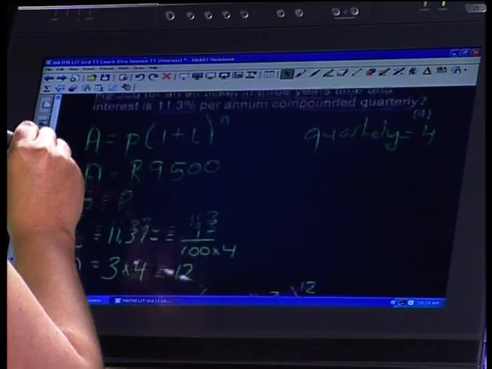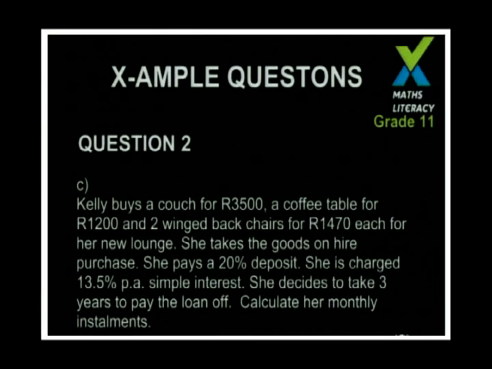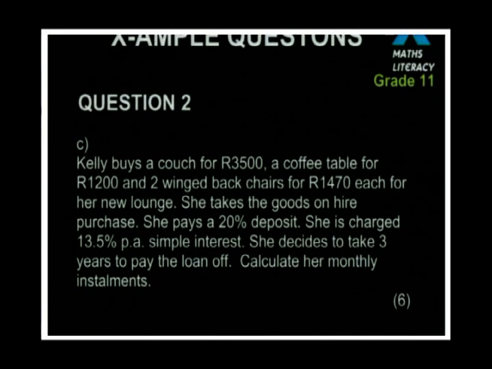Let's double check that we've answered the question correctly. How much must he deposit in a bank if he needs that in 3 years' time? We have got an answer of how much he must deposit. So let's move on to the next question. We need C. Right. Kelly buys a couch for 3,500 Rand. So I'm going to highlight all our numbers here.